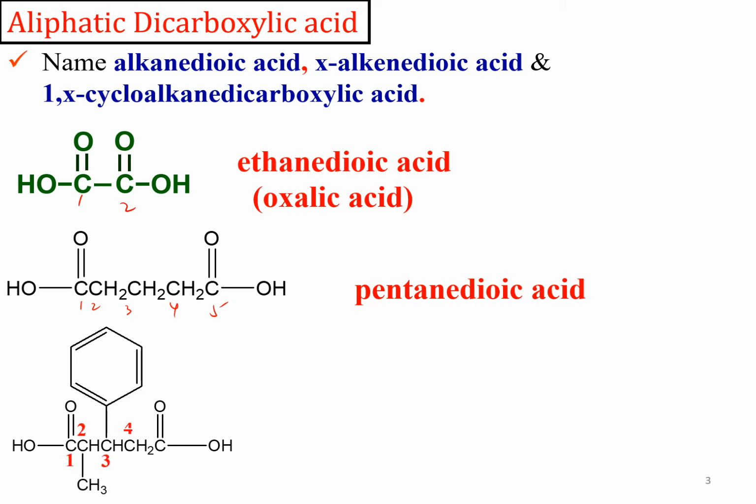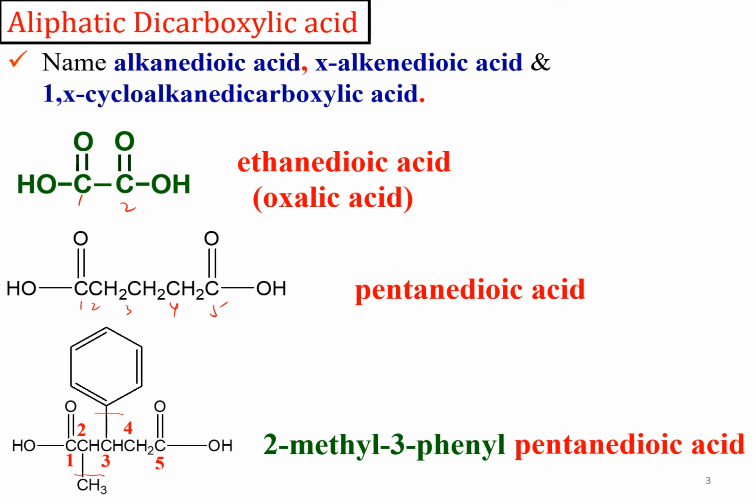Continuing the example, you start from the left, COOH, carbon 1, carbon 2, carbon 3, carbon 4, carbon 5. You can see we have a substituent at carbon 2, which is a methyl group. Then we have a benzene as a substituent at carbon 3, so it's called phenyl. Pentane dioic acid means you have 2 COOH and 5 carbons. So you have 2-methyl-3-phenyl pentane dioic acid.